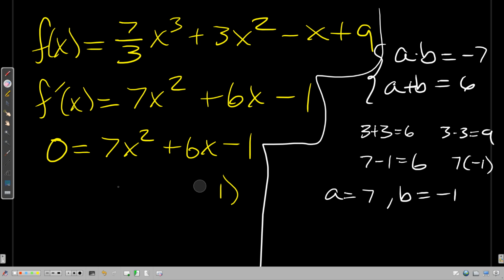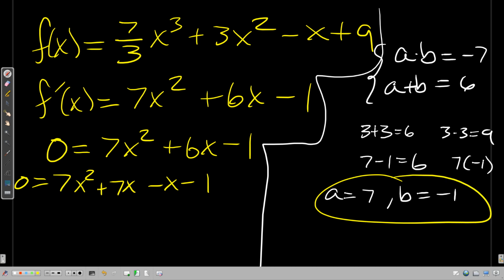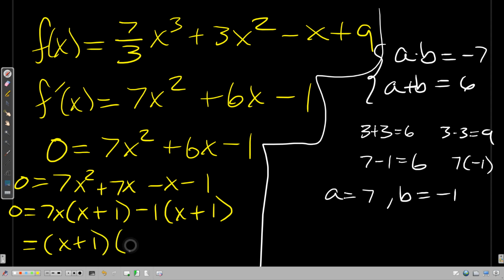Well, then I could disassemble this quadratic and make it say 7x squared plus 7x minus x minus 1. All I did was rewrite the middle term using my a and b. And then you factor by grouping. So you can factor out a 7x and you're left with x plus 1, and then you factor out a minus 1 and you're left with x plus 1. Then they both have an x plus 1, and what's left over is 7x minus 1.